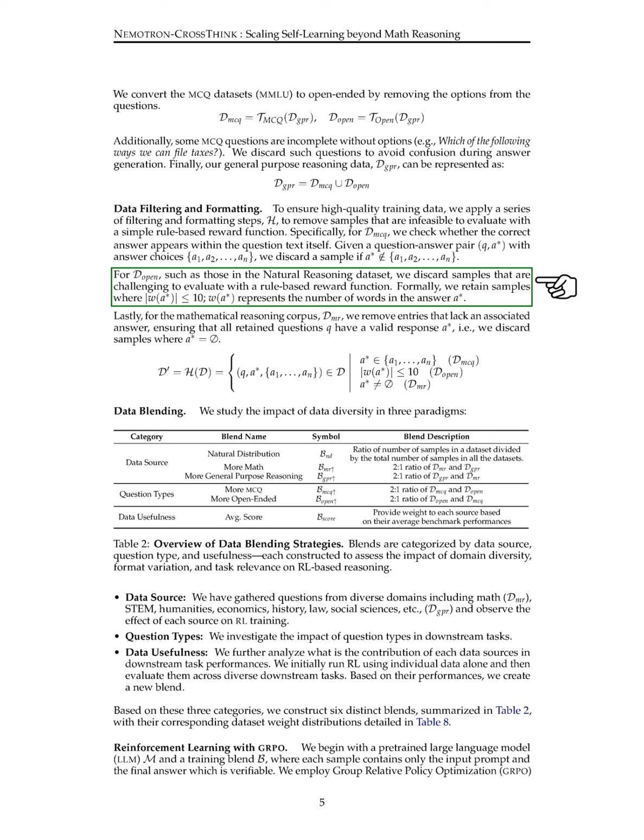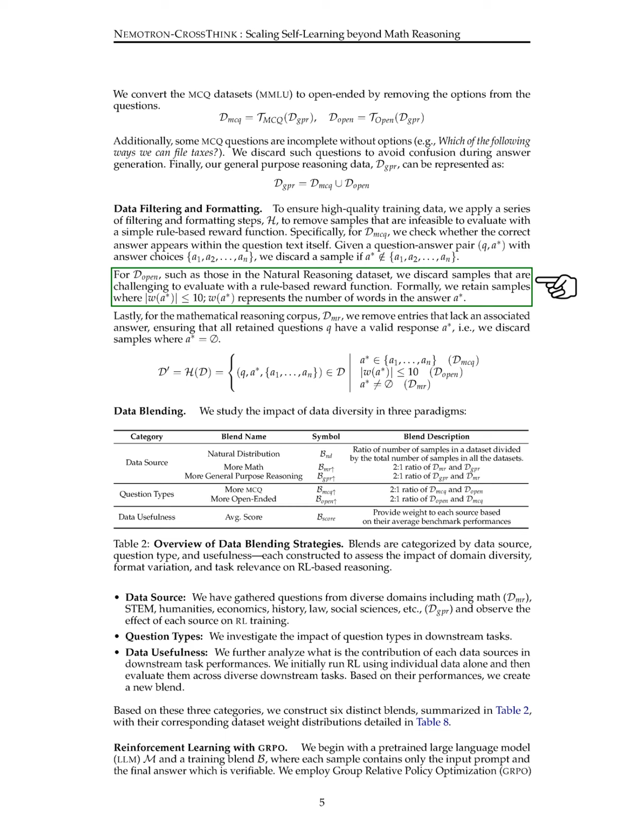We start by running RL with individual data sources and then evaluate their effectiveness across various tasks. Based on these evaluations, we create a new blend of data. We develop 6 unique blends based on these categories, which we summarize in a table that describes the blends and their dataset weight distributions. Next, we utilize a pre-trained large language model, LLM, and a training blend, where each sample includes an input prompt and a verifiable final answer.